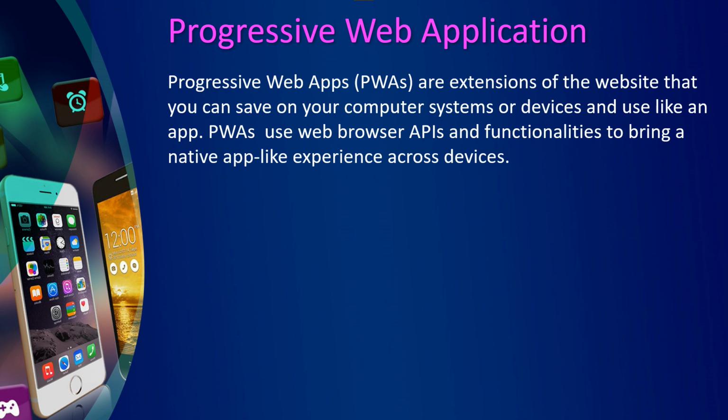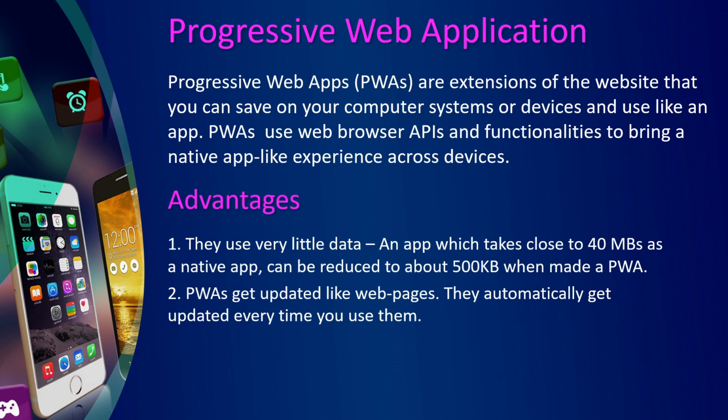Next, we shall see the advantages of progressive web applications. Progressive web applications consume very less data. That means the applications which take about 40 to 50 MB as a native app can be reduced to a 500 KB file.